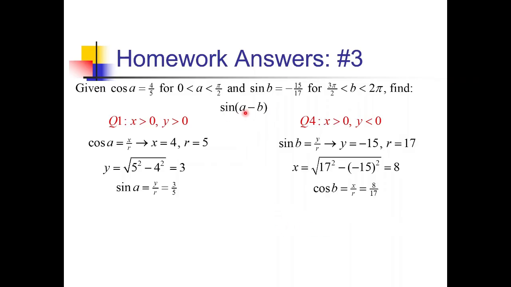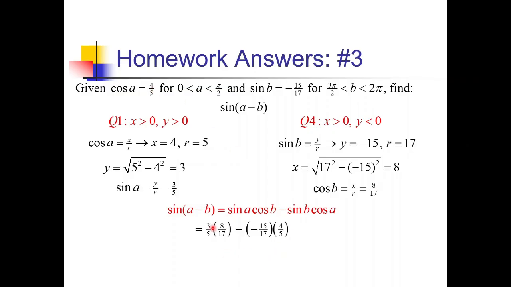So my formula for sine of a minus b, in general, is going to be sine of a cosine of b minus sine of b cosine of a. Plugging in all the different pieces that we have now, sine of a is right here, it's 3/5. Cosine of b over here, we found that's 8/17. And then sine of b is up here, that's negative 15 over 17, and there's already a negative out in front, so be careful there. And then cosine of a they gave us was 4/5.